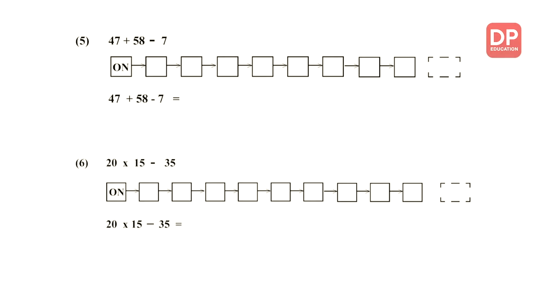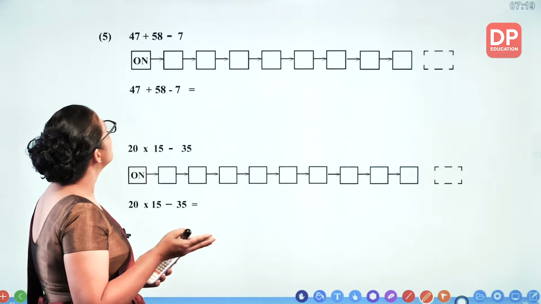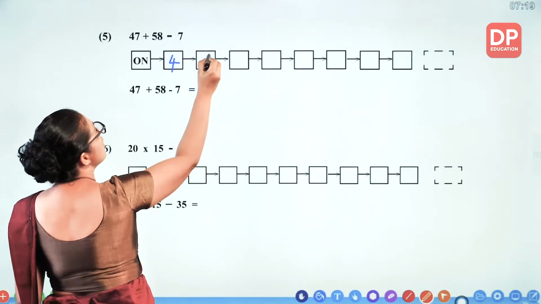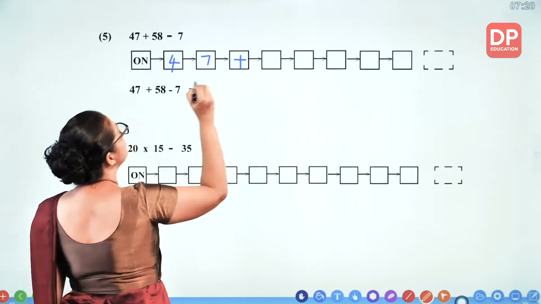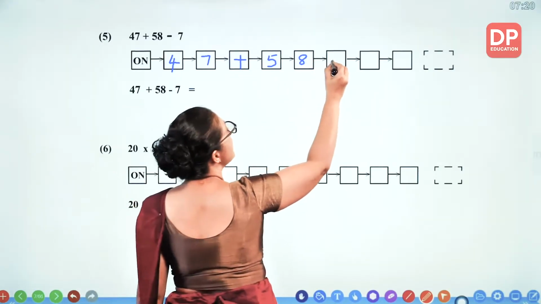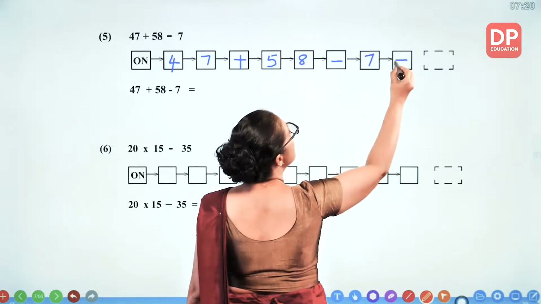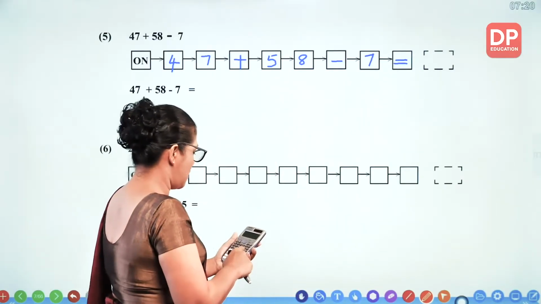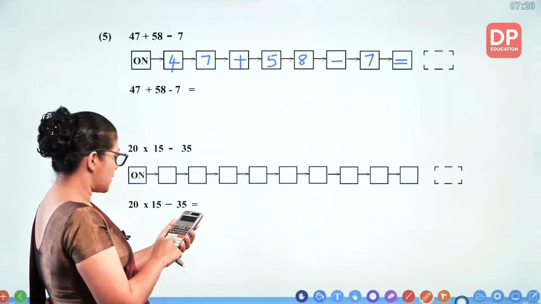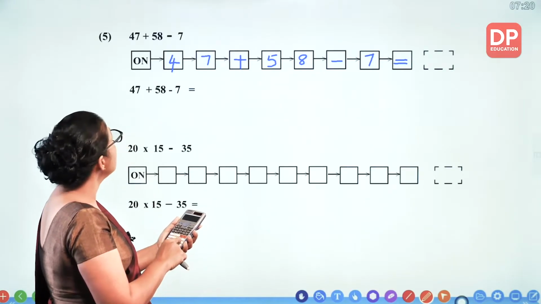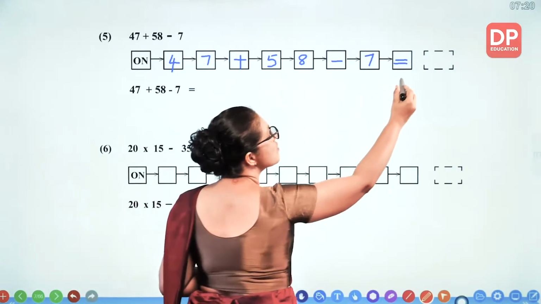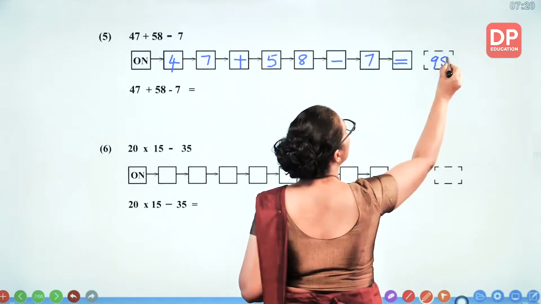Look at this one, addition and subtraction. Just do it the normal way: 47, then plus 58, minus 7, and then the equal sign. You'll see 47 plus 58 minus 7. The answer is 98, so you put 98 there.